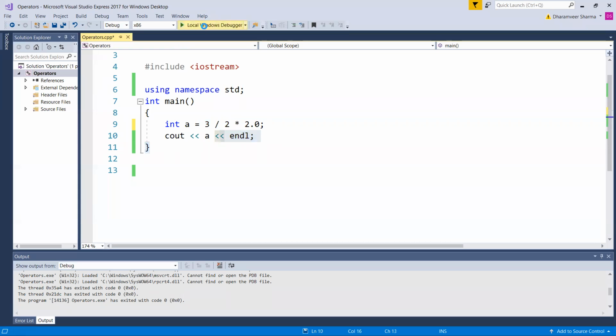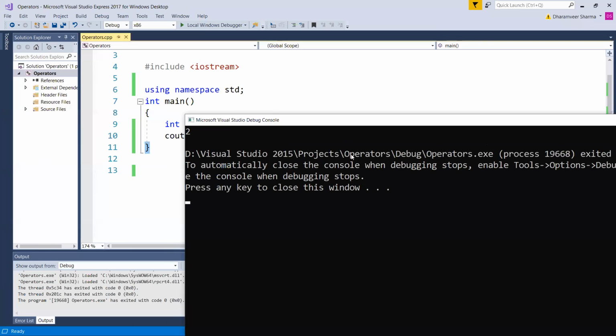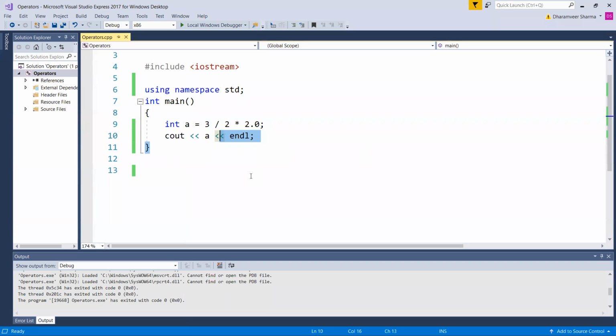We can check the answer once again. Answer is 2 because this sub-expression is still integer. But if I make a small change here and let it be simply 2.0, then this particular sub-expression will become float or double. It will become double, and now the result will be, anybody? 3. Result will be 3.